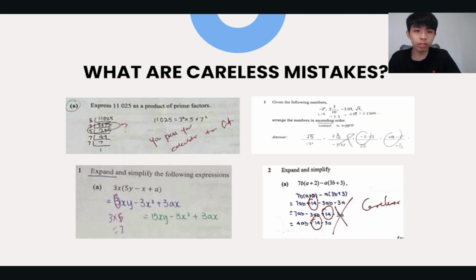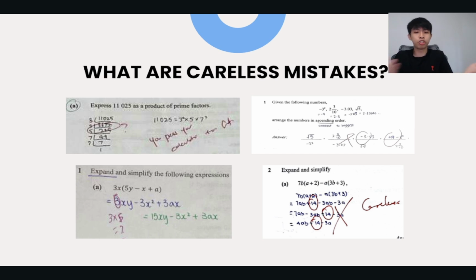A few examples over here: on the top left-hand corner, this is an HCF LCM question where you're supposed to break down 11,025 into its index notation, but a student pressed something wrongly and calculated something wrongly. Could this student have avoided it? Absolutely. If I ask the student to just go and recalculate again, I'm pretty confident that the student will observe his mistake.